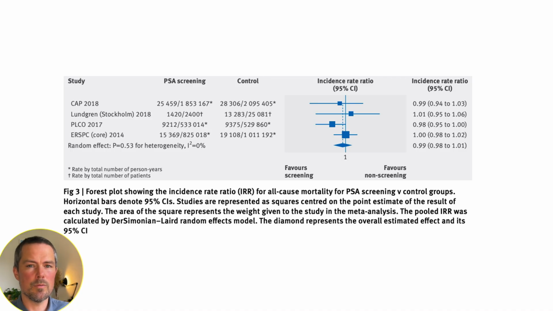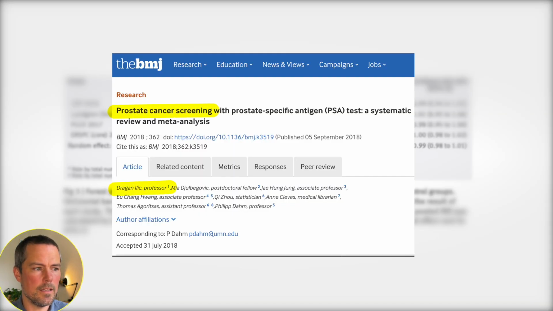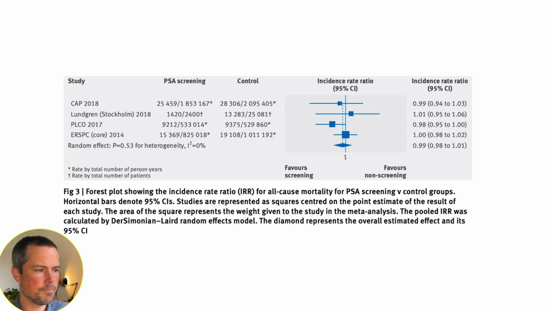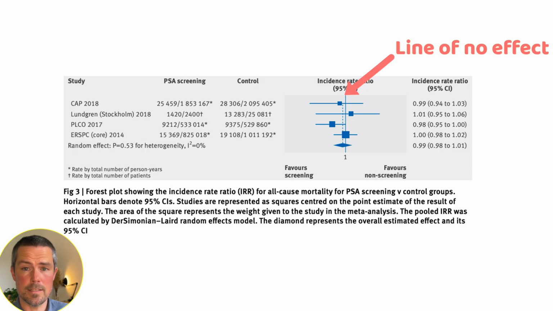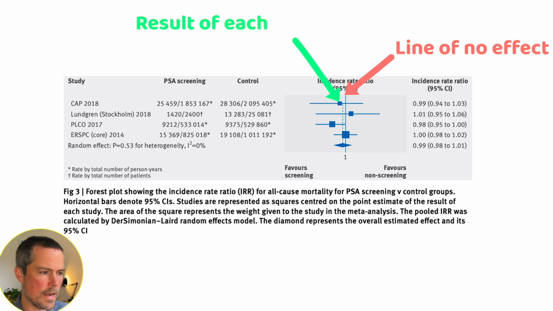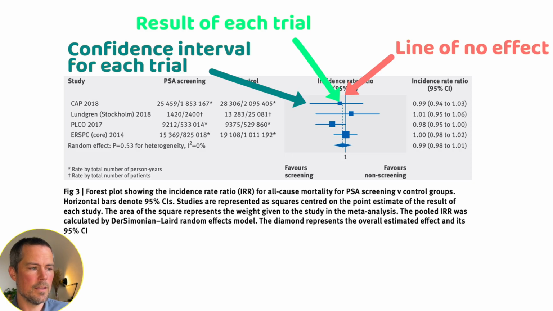So in terms of results, let's look at a systematic review, and we'll look at the forest plot from a review from 2018 by Illich et al. on prostate cancer screening. So here is the forest plot. Here we can see there are 4 rows, and each row reflects one large randomized control trial. This line here represents something called the line of no effect. Each randomized trial is summarized with a square being the result of the trial, and the confidence intervals reflecting the lines around the square. So if the line crosses the line of no effect, this study is not statistically significant.